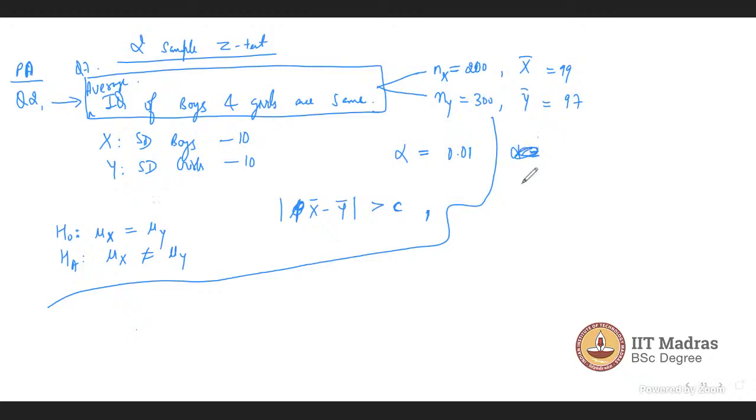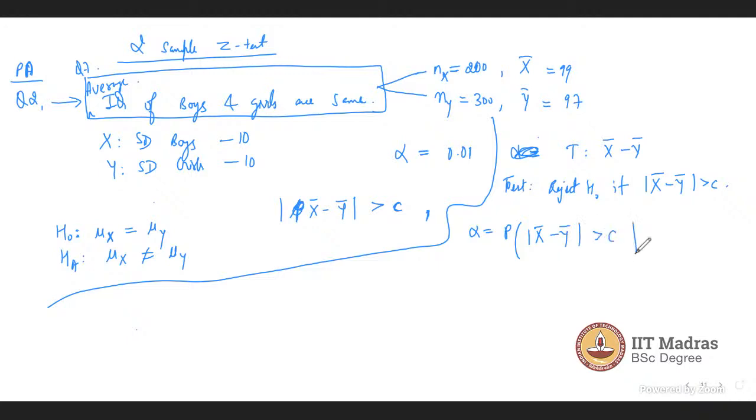First, I will take my test statistic. Let's say I'm taking X bar minus Y bar, and I'm taking my test to be: reject H naught if mod of X bar minus Y bar is greater than C. So the alpha is going to be the probability that mod of X bar minus Y bar is greater than C, given my null is true. So what is the null? It is mu X equal to mu Y. Now my random variable is X bar minus Y bar.